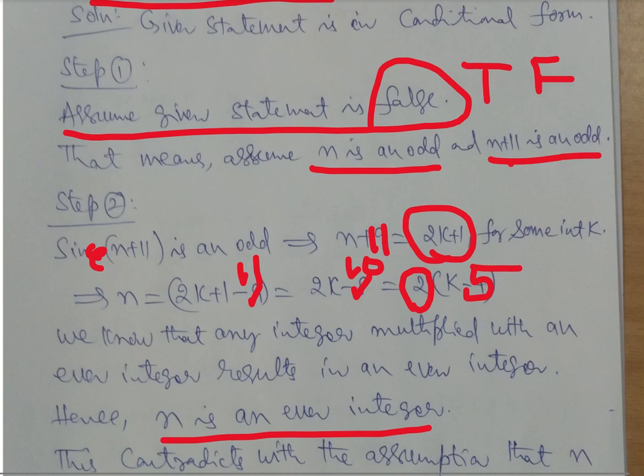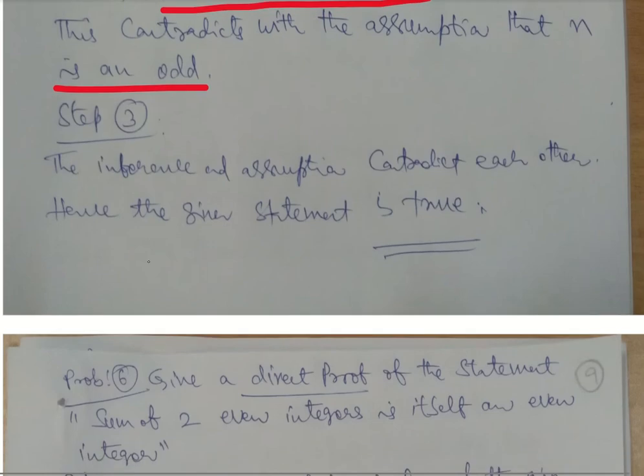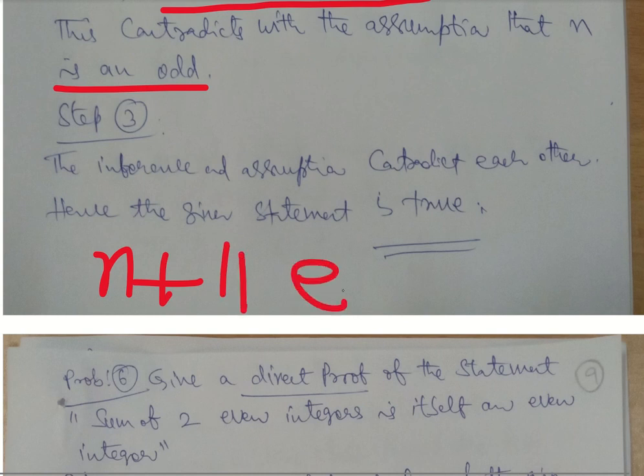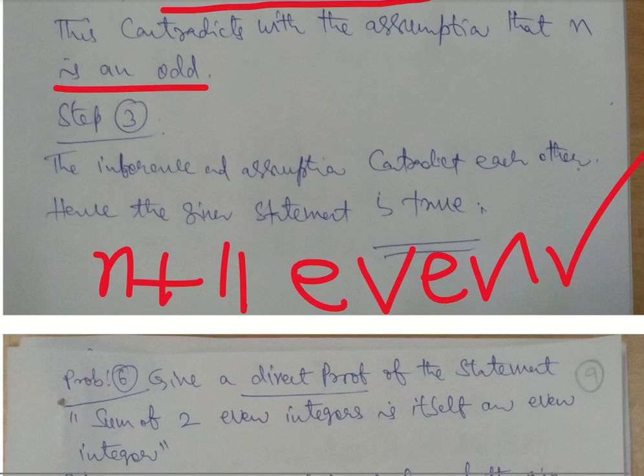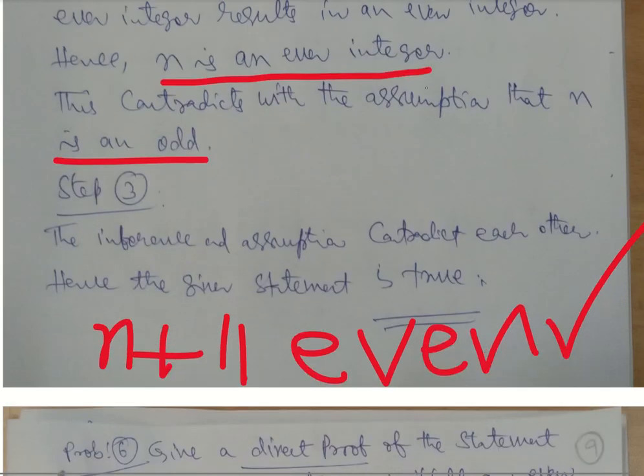So what is the assumption now? n plus 11 is an odd integer. No, it is going to be even. So I can prove now with the contradiction n plus 11 is an even integer. That is what it is now. So what we assumed here, n plus 11 is going to be odd, but now we have proved a contradiction. So what is the contradiction now? n is taken as odd, but n is proved as even.